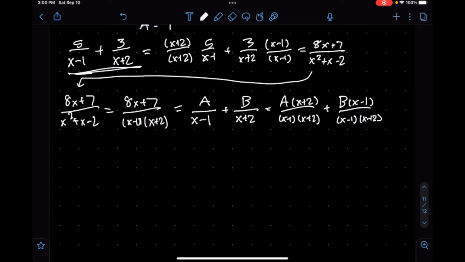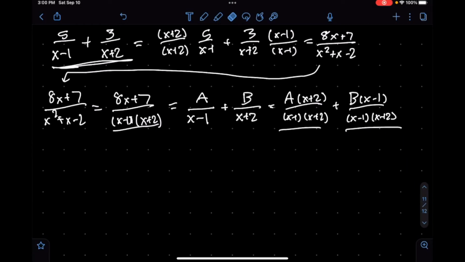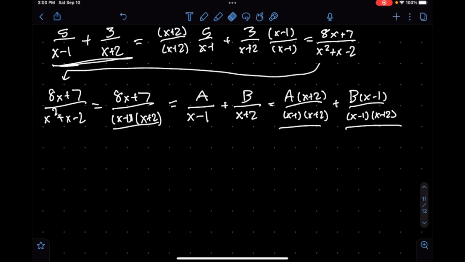Now all of the denominators are the same on both sides of the equation, and that's effectively the same as just canceling them out. So we can rewrite this entire equation just in terms of the numerators: 8x plus 7 is equal to a times x plus 2 plus b times x minus 1. And now we just have to solve for the variables.